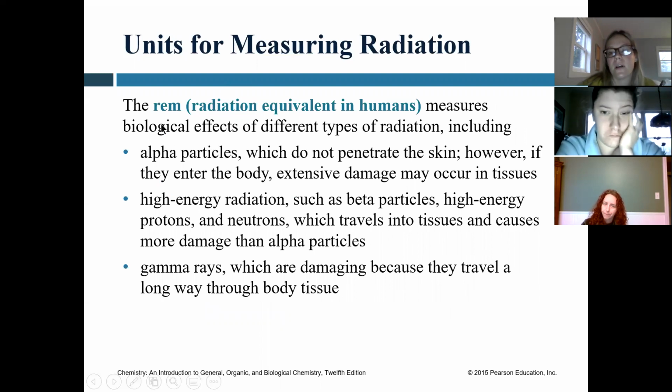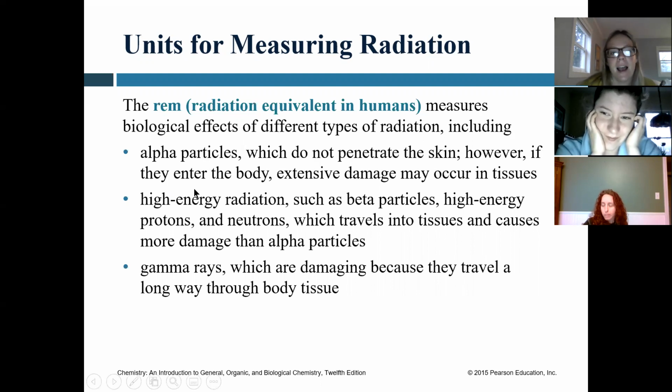The REM is another unit that we can use, which is radiation equivalent in humans. This measures the effects of radiation. So alpha particles don't penetrate the skin. We said earlier that we can stop alpha particles with a sheet of paper or even your skin. But if you were to eat something that contained alpha particles, it could do a lot of damage to the interior of your body. So don't eat alpha particles.